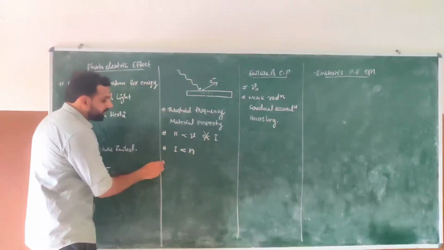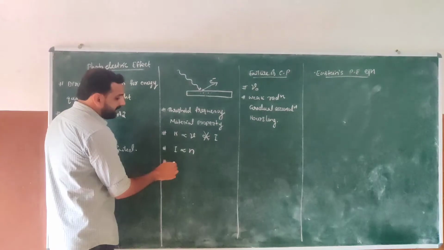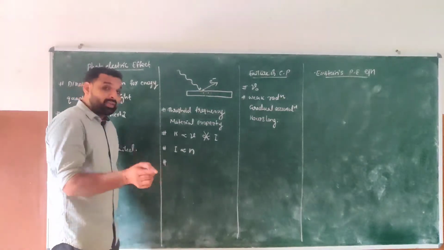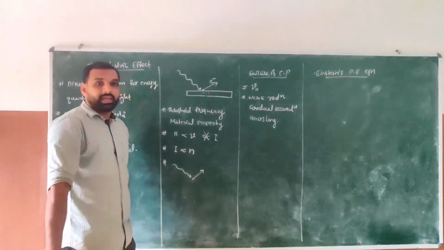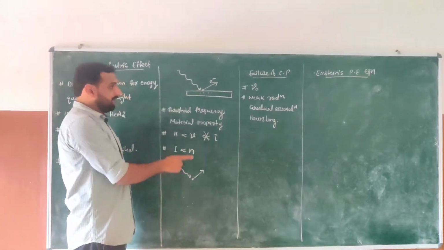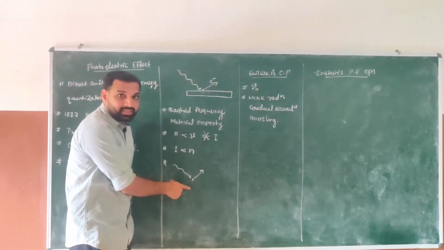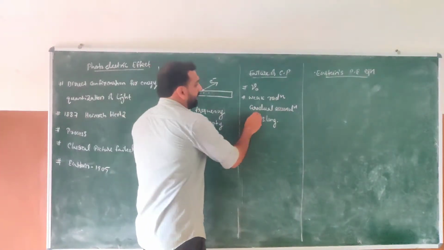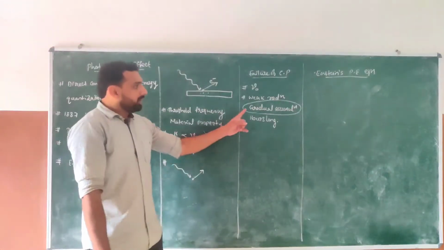Another important observation about the photoelectric effect is that it is an instantaneous process. That means there is no time lag between incidence of radiation and ejection of electron. As soon as the radiation hits the metal surface, if it has threshold frequency, electrons are ejected. There is no time lag, and classical physics is a failure in this context also.